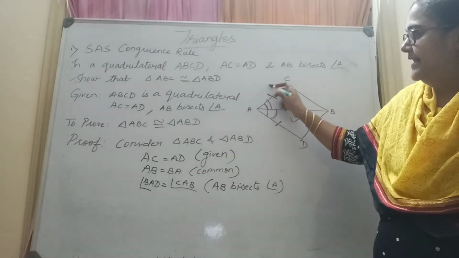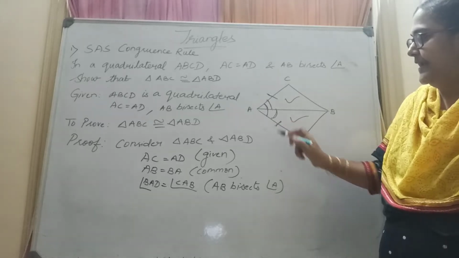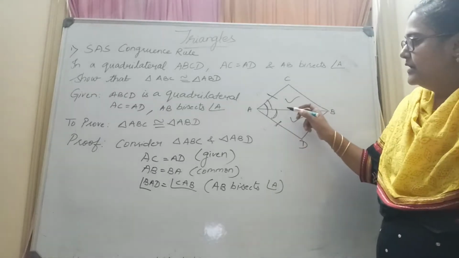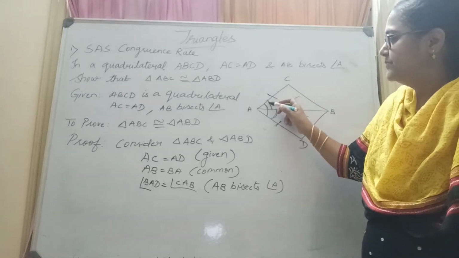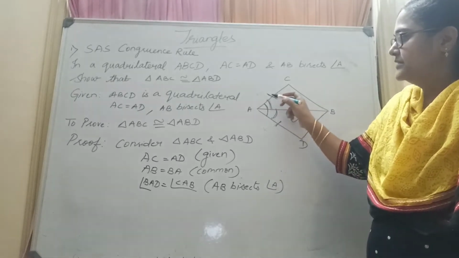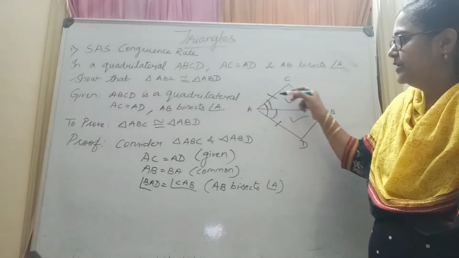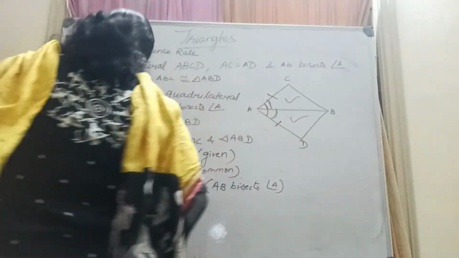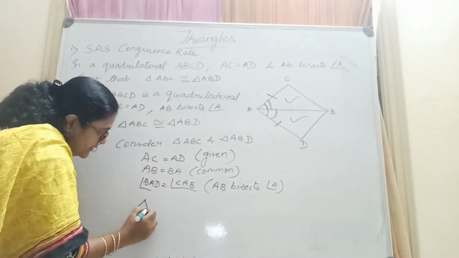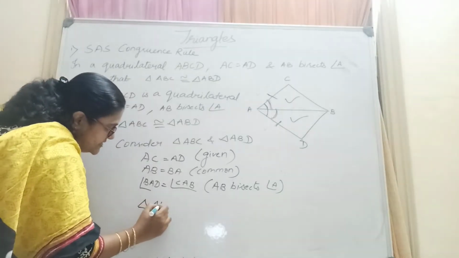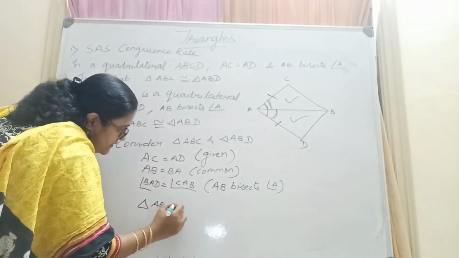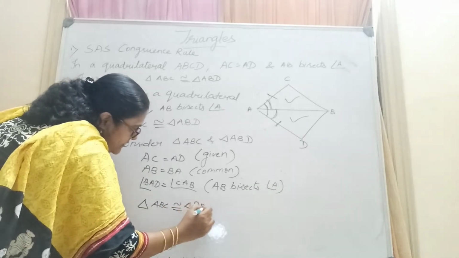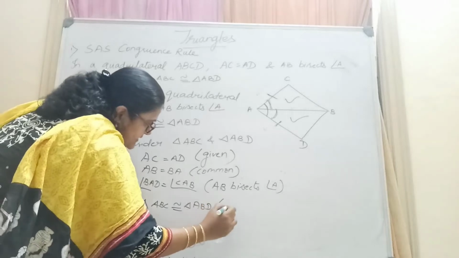That is side AC is equal to side AD. Side AB is common. And the angle which is taken is between these two sides. This angle is included between the sides that are taken into consideration. So, both the triangles are congruent. Triangle ABC is congruent to triangle ABD. What is the reason?